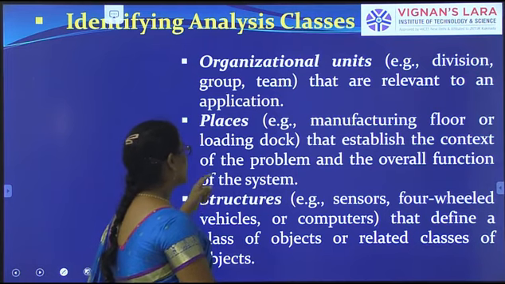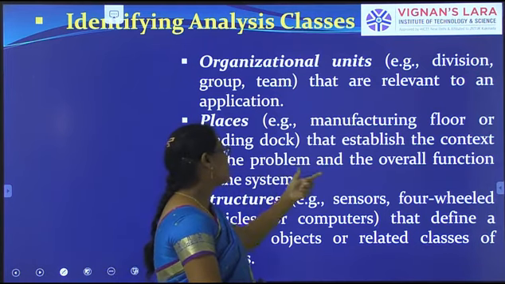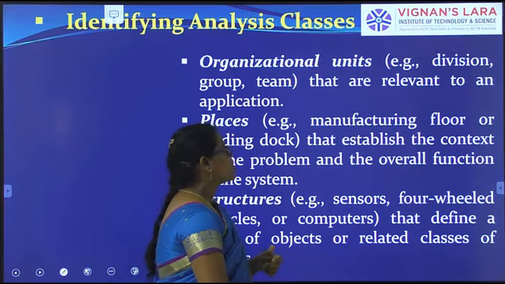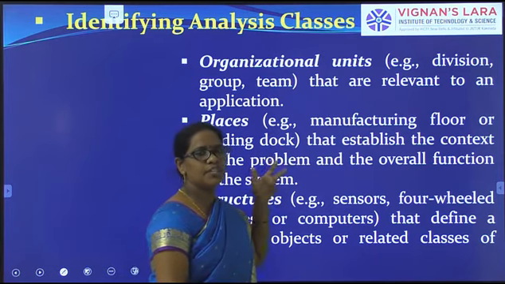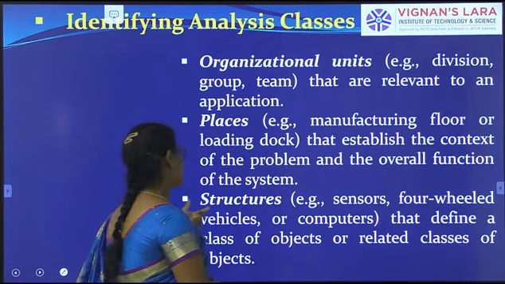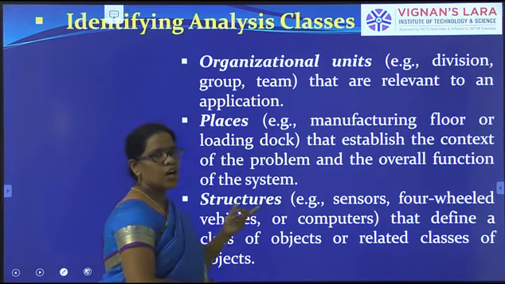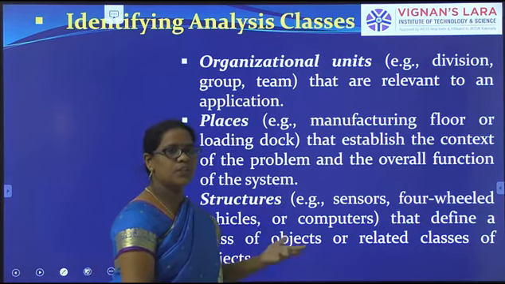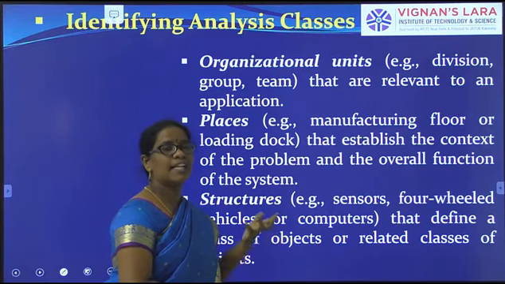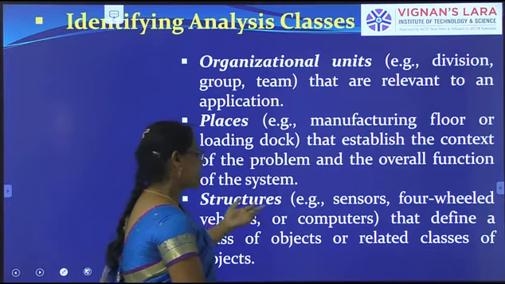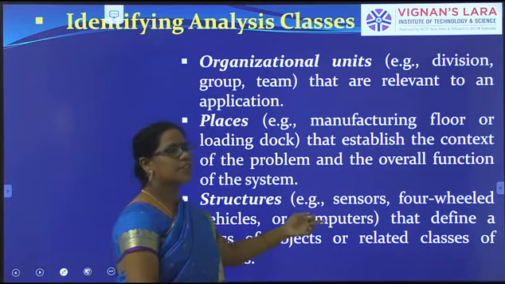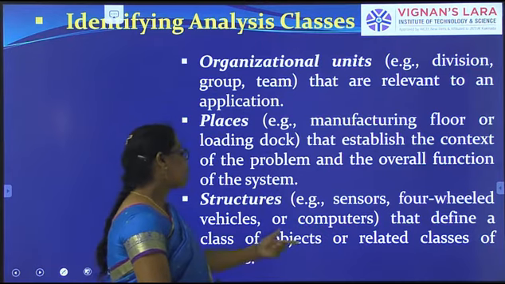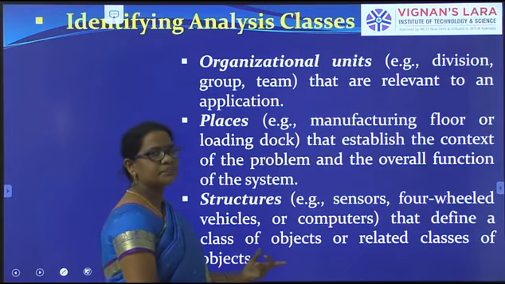That establishes the correct context of the problem and the overall function of the system. For example, a manufacturing floor or loading dock: which place we have to consider. And next is structures. Structure means how the object is, that is, whatever class diagram you are drawing, what is the system? Whether it depends upon sensors, or it is four-wheeled vehicles or computers. That defines the class of objects and how they are related to other classes of objects.